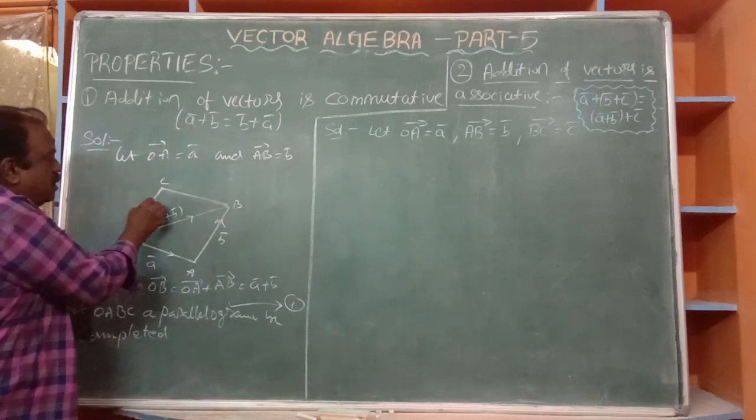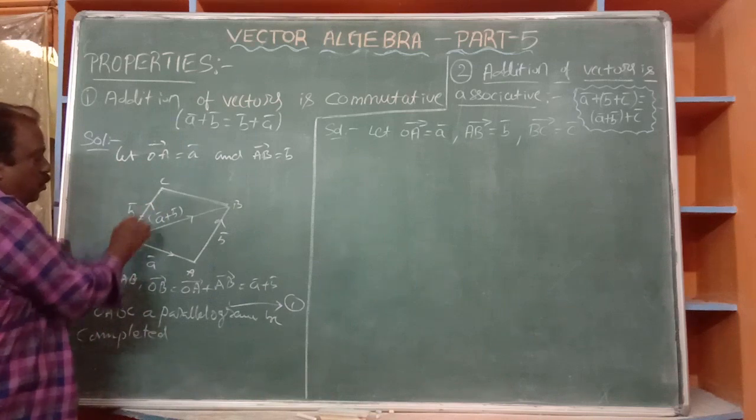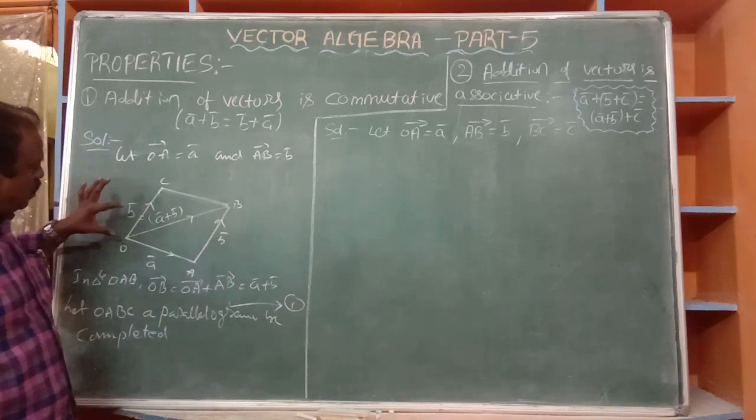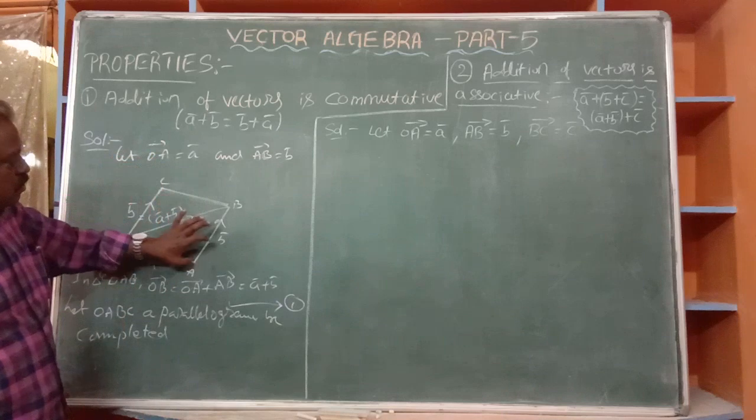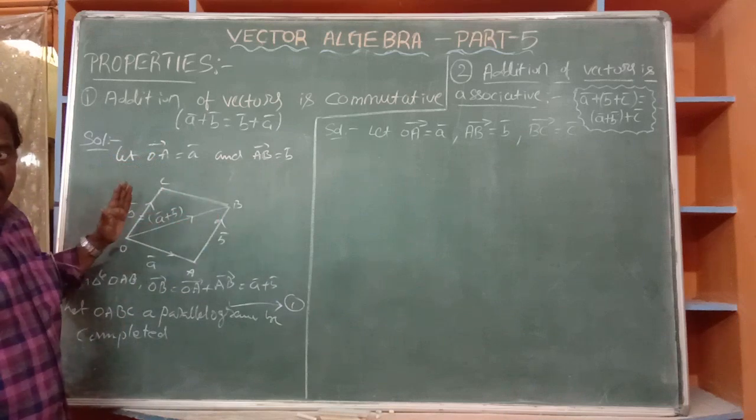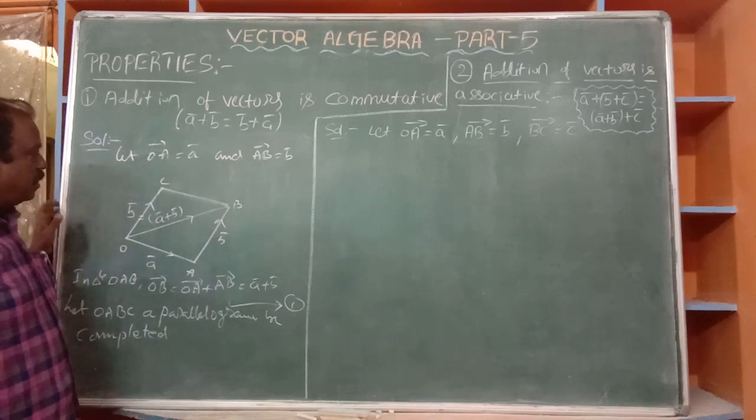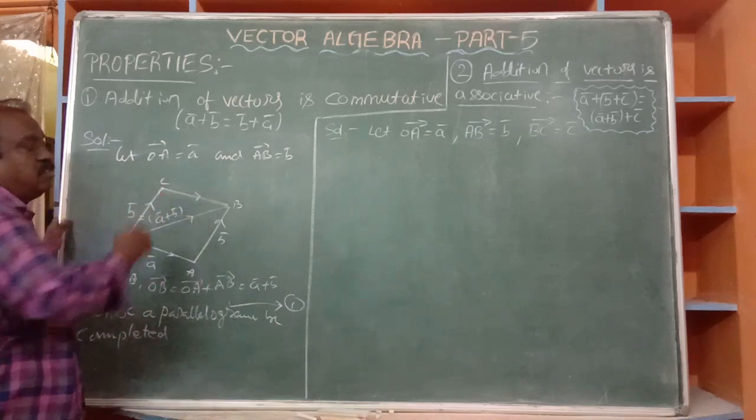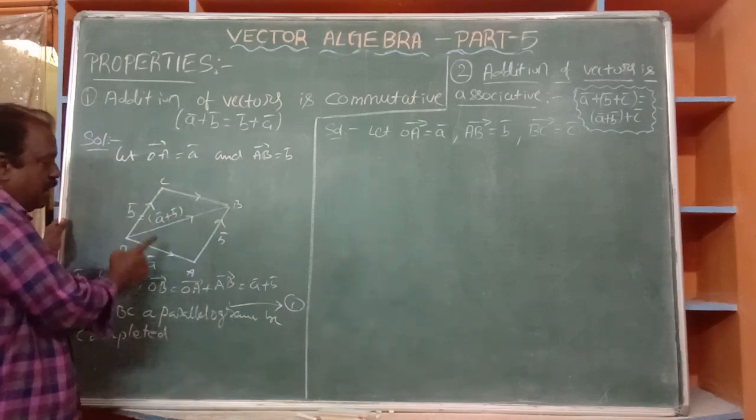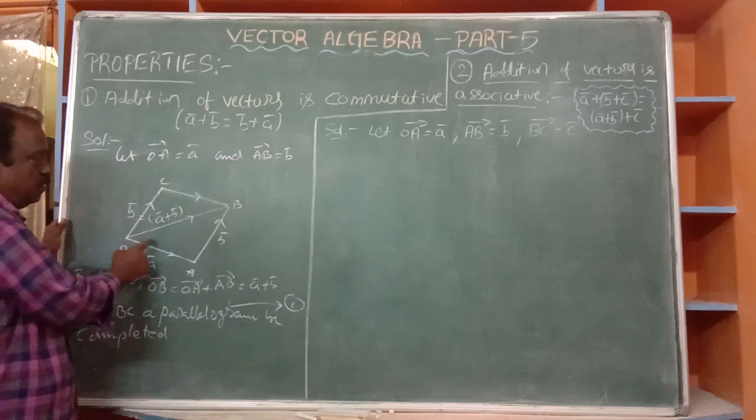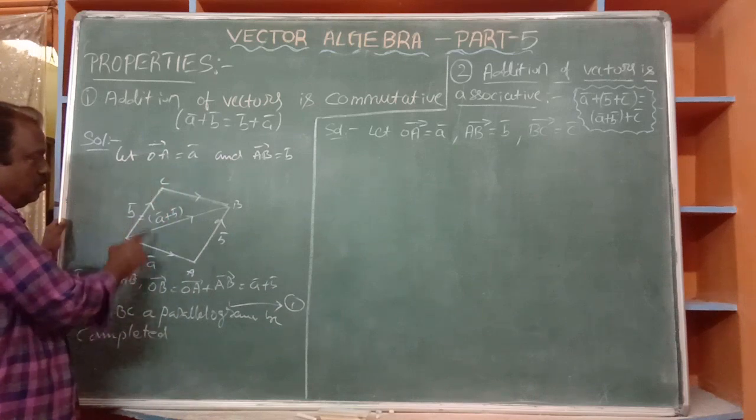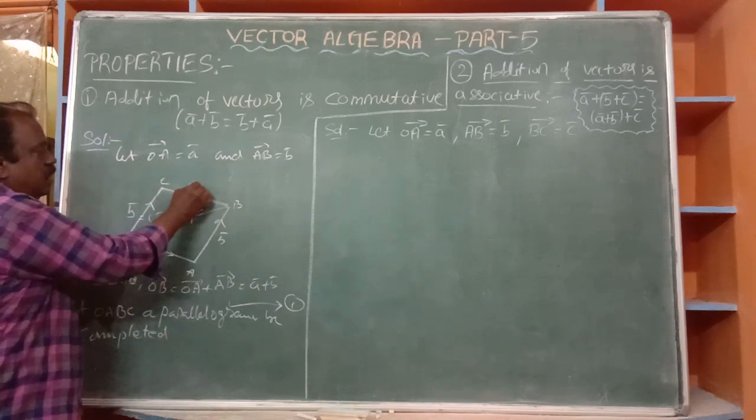Here, what is OC bar? It is equal to AB bar. Right side. OC bar is equal to AB bar. Parallel and equal. Is it not? So it is B bar. What is CB bar? It is parallel and equal because it is a parallelogram. Opposite sides are equal. So CB bar is A bar.